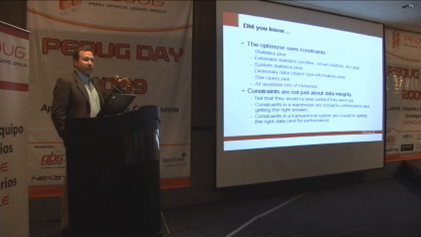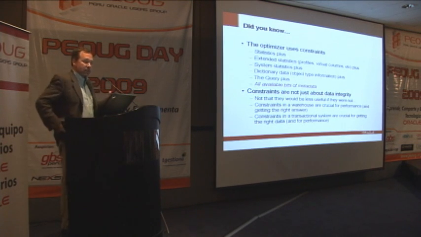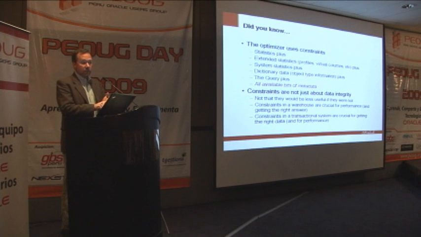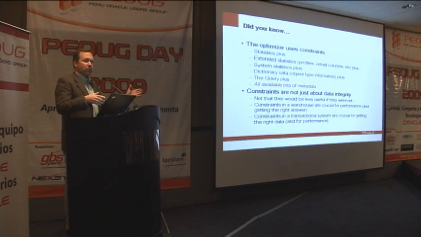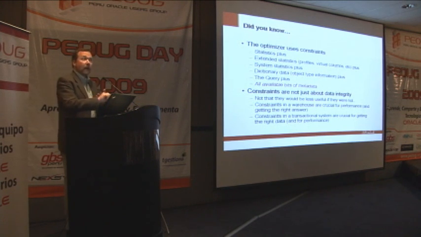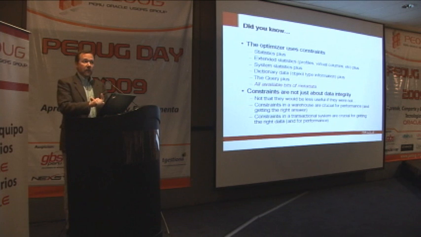Did you know that the optimizer uses, in addition to statistics on a table, extended statistics? These were new in 10G and 11G. I could gather statistics on expressions in 11G. I could create a SQL profile, which was extended statistics in 10G. System statistics, data dictionary data.